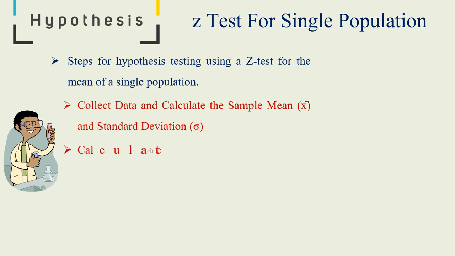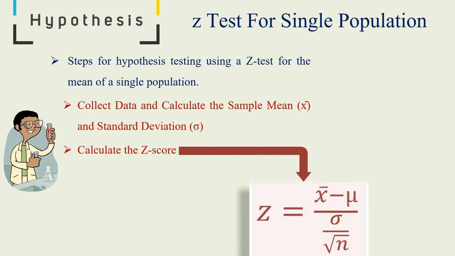Fifth step is, calculate the z-score. The formula for the z-score is, z is equal to sample mean minus population mean, divided by population standard deviation divided by square root of n.